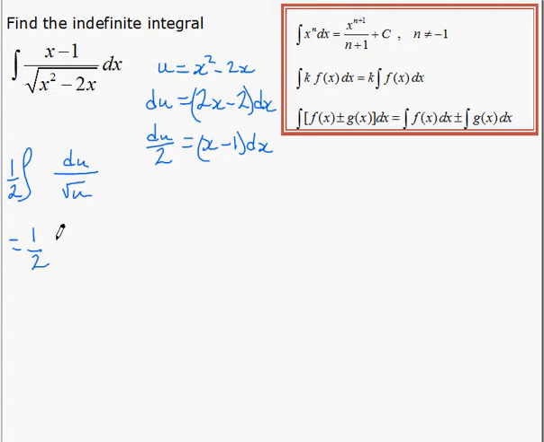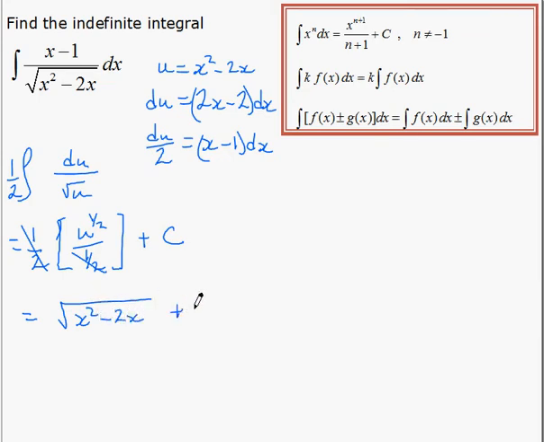U to the minus half becomes u to the half over half plus a constant. In this case, the half cancels with the half, and we're left with root x squared minus 2x plus c.